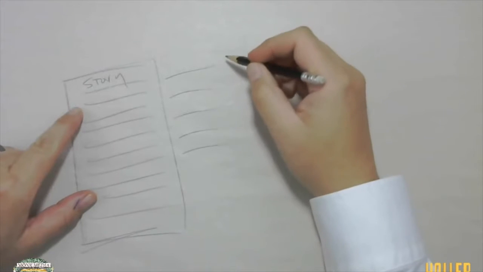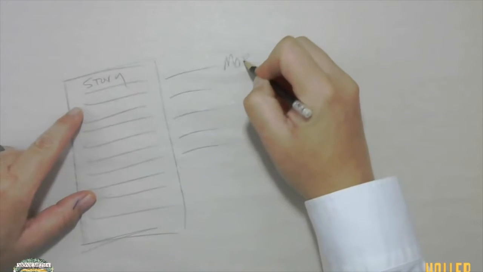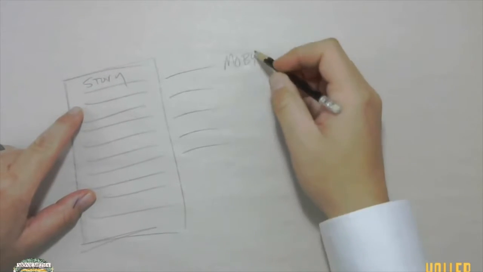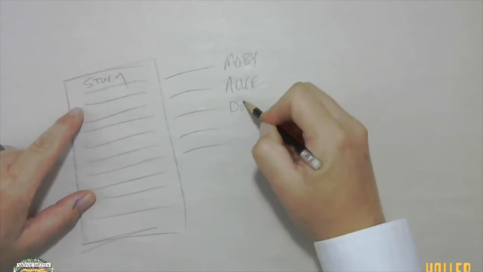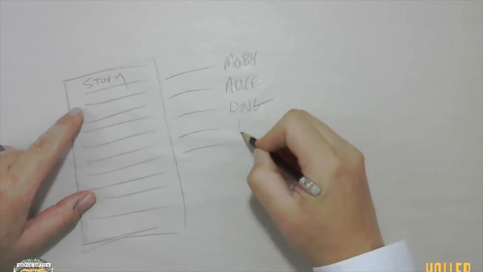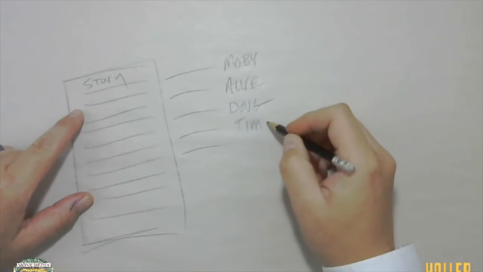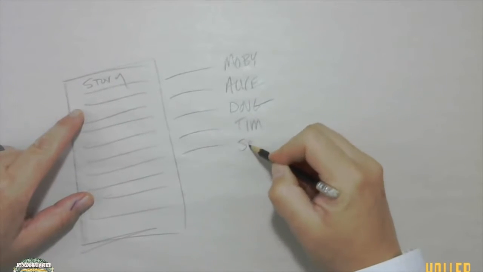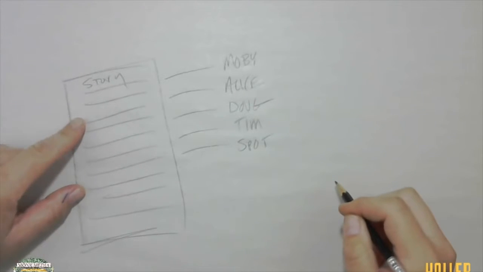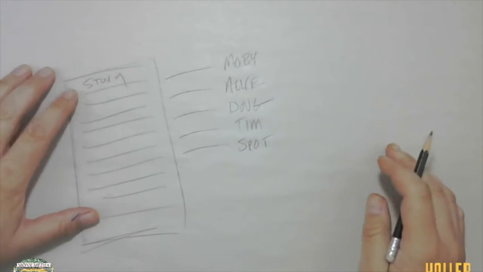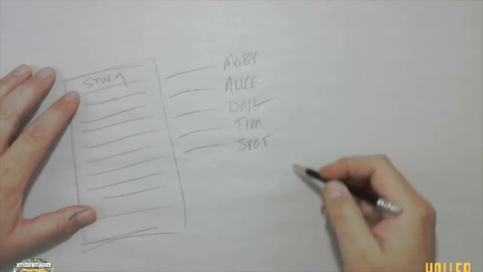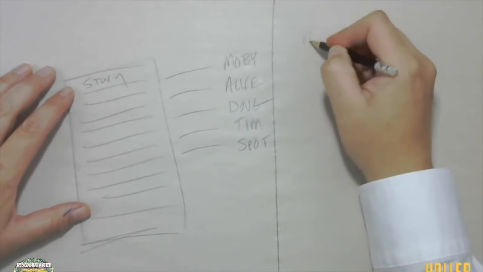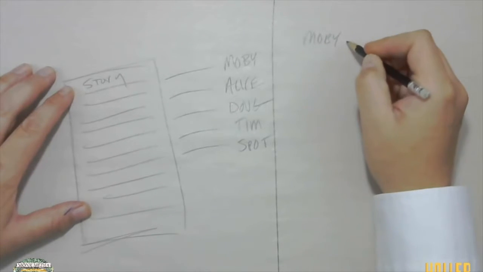So if you have a character named Moby, write that out to the side. I have a character named Alice. I have a character named Doug. I have a character named Tim. And I have a character named Spot. Those are my characters in my story. Now what I should do is start describing those characters on a different sheet of paper.